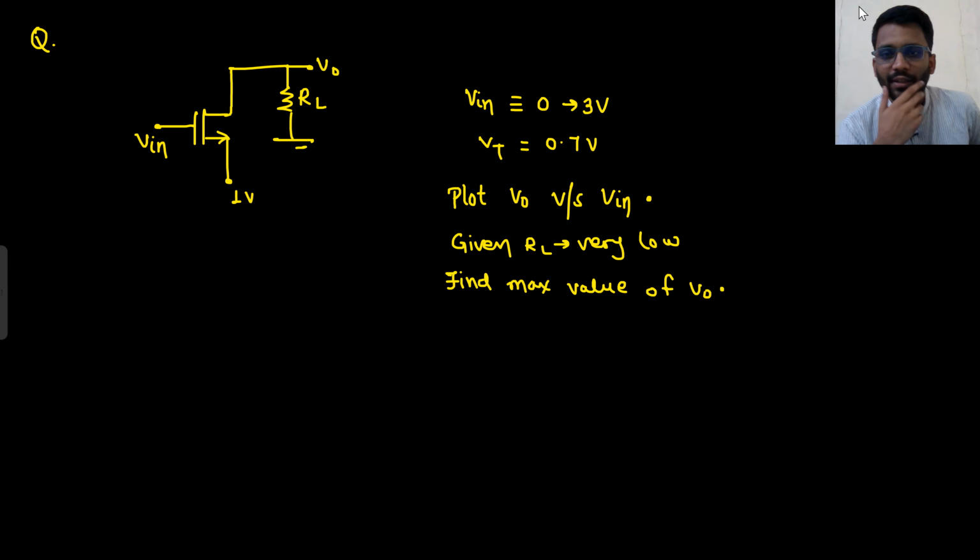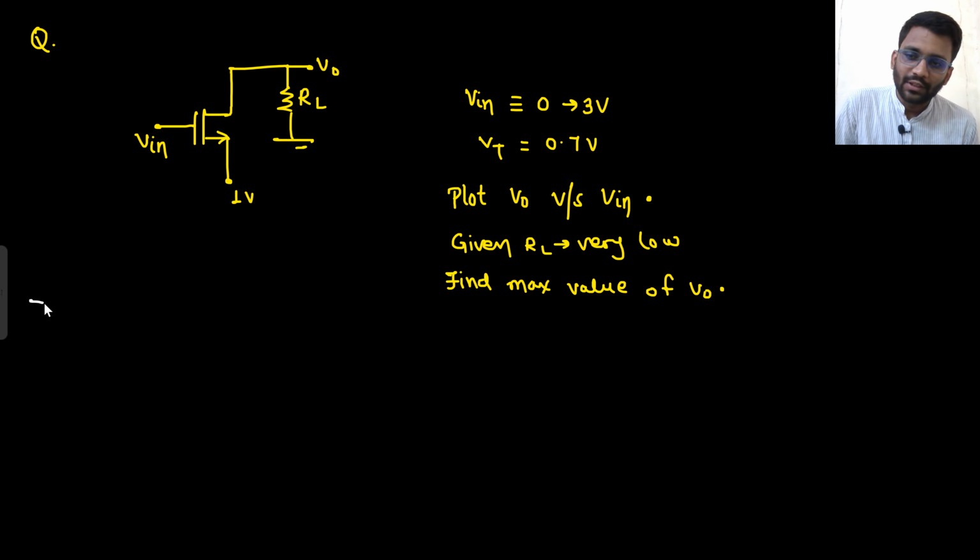Okay. Yeah. So this will be a very interesting question, and I have changed some values. Here RL value is very low, and you have to find the maximum value of V0 as well. You have to draw the graph, and also you need to tell me what will be the maximum value of V0. So let's start solving this problem.